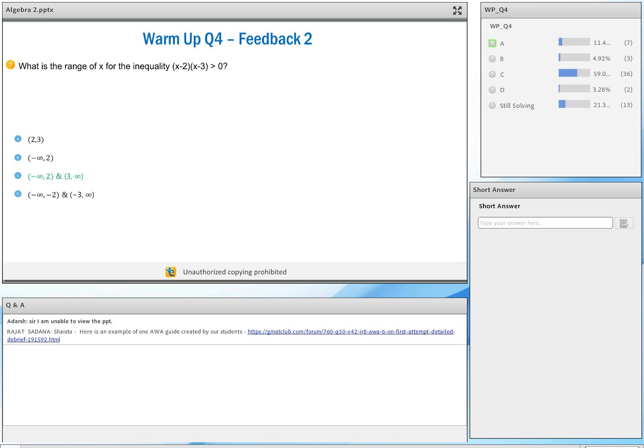Choice C is the correct answer, and only about 59% of the class got the question correct. Quite a few of you could not attempt the question, and then some of you answered incorrectly. So how do you approach such a question? What is the range of x for the inequality x minus 2 times x minus 3 is greater than 0? For those of you who selected choice C, what is the basic principle behind such questions?